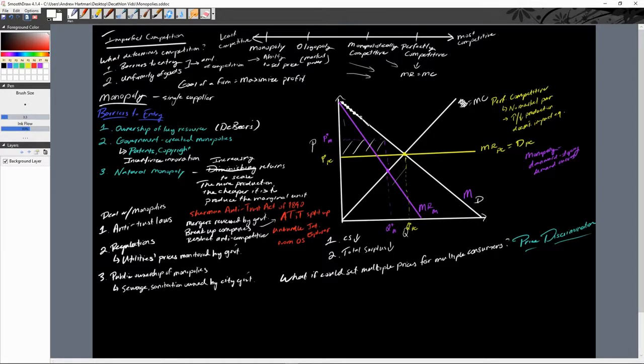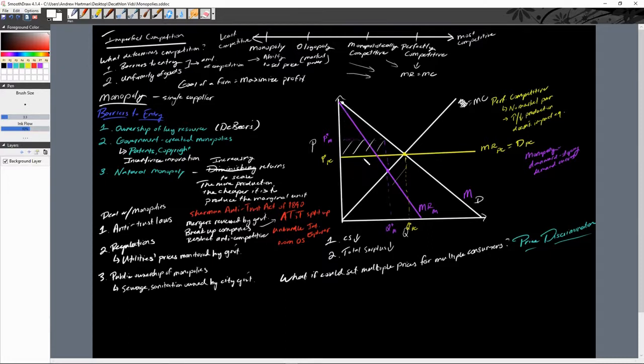Basically creating a scenario where every single part of the curve underneath here, basically this entire triangle, is now producer surplus, right? They could create a scenario where they capture all of this surplus right here by using perfect price discrimination. Now, perfect price discrimination doesn't exist. It's not a real thing, right?